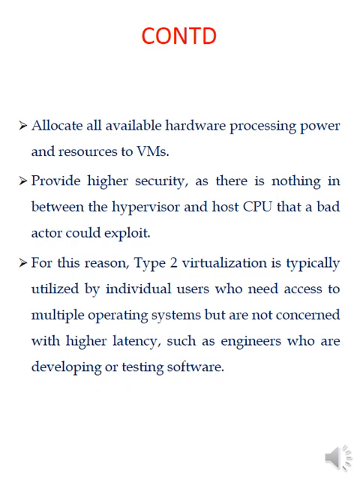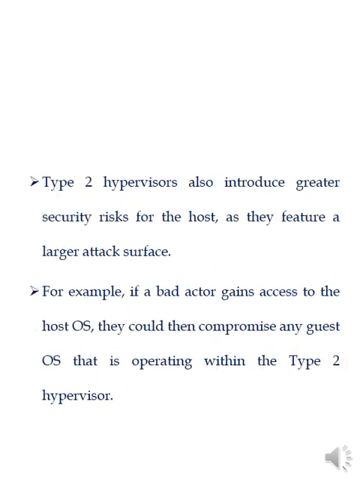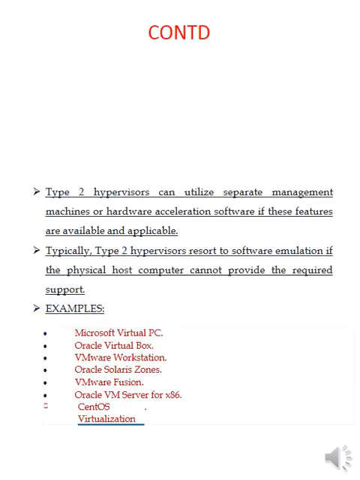So type 2 virtualization is typically utilized by individual users who need access to multiple operating systems but are not concerned with higher latency, such as engineers who are developing or testing software. Type 2 hypervisors also introduce greater security risk for the host as they feature a large security attack surface. So if a bad actor gains access to the host OS, they could then compromise any guest OS that is operating within the type 2 hypervisor.